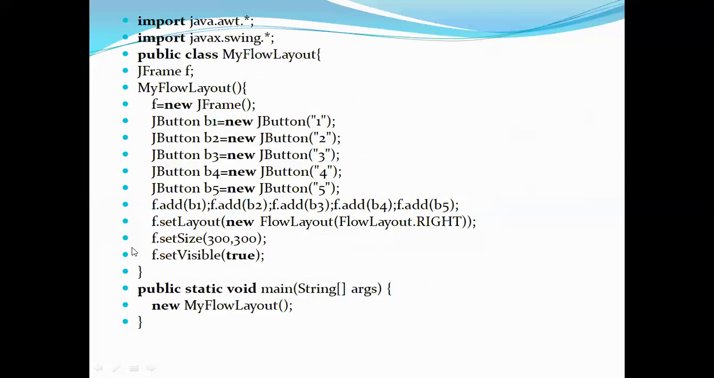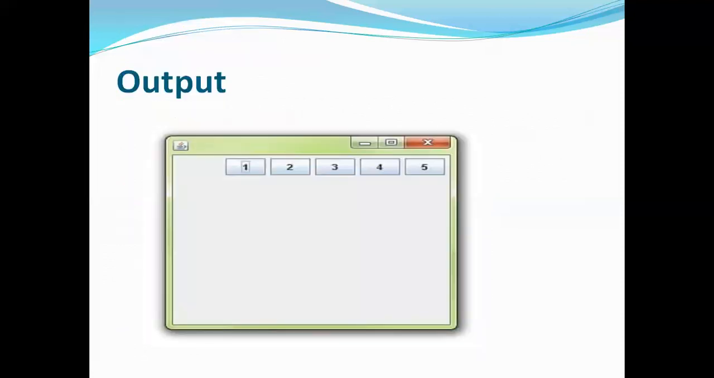Next, I'm setting the size of my frame and setting the visibility, and I'm creating the object for my main method. So this is a simple program which includes the buttons in flow layout manner.